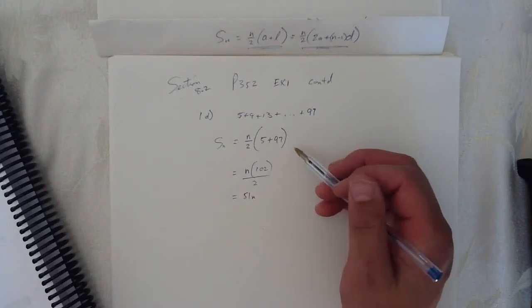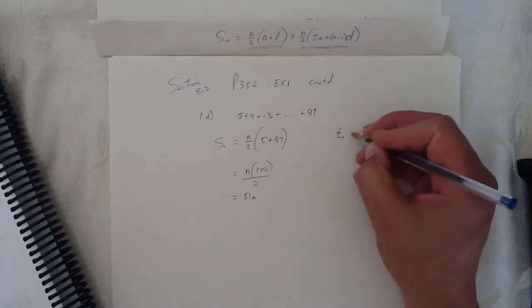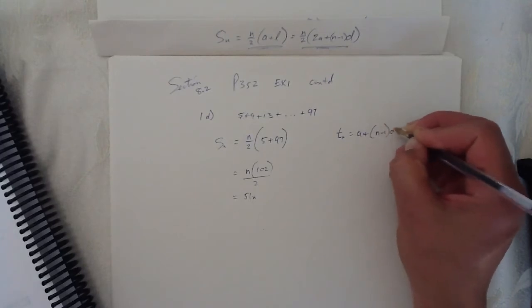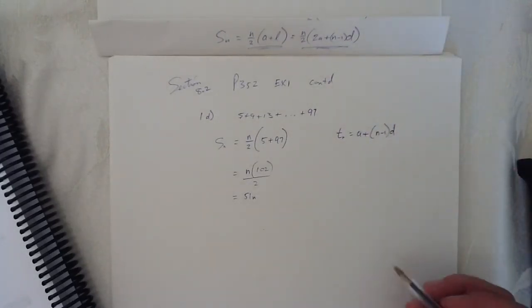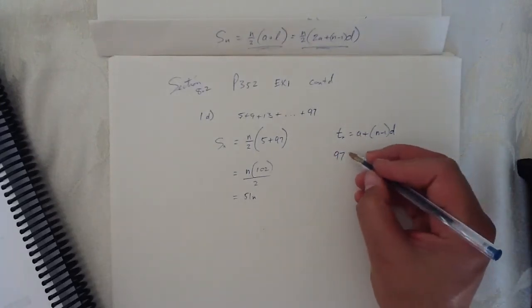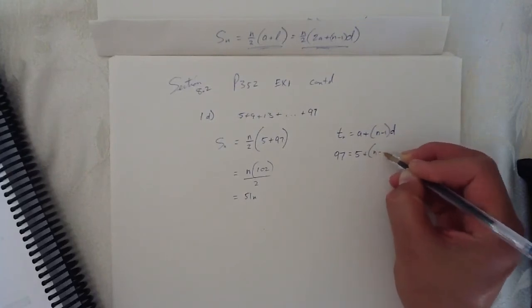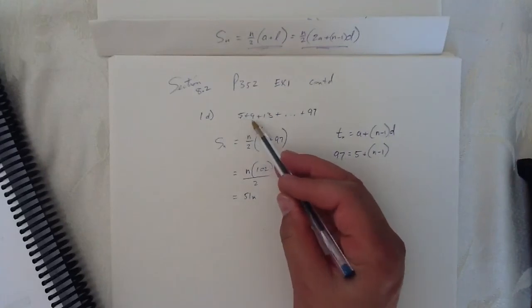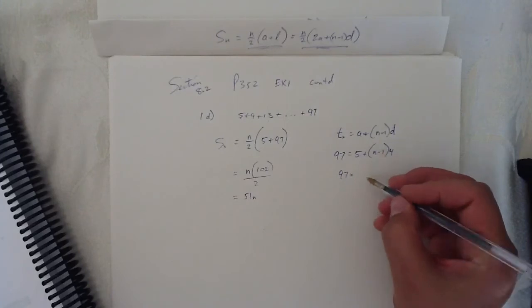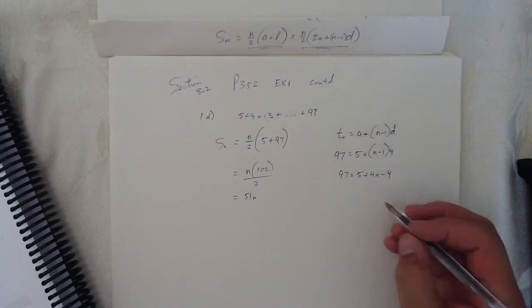Can we figure out the number of terms? Well, we do know a formula that we saw before, a plus n minus 1 d. We know that formula, so can we solve for n using this formula? We sure can. We know that 97, the last term, equals the first term plus n minus 1, we don't know what n is, times d. And we're adding 4 each time, as we can see, so that's times 4. So 97 equals 5 plus 4n minus 4.